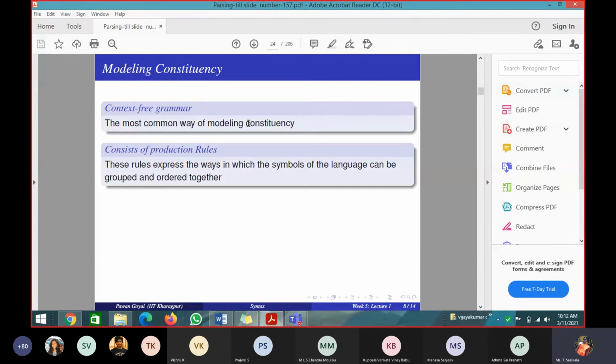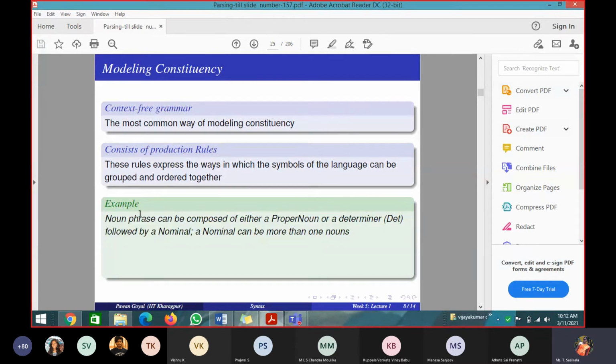So in CFG, you will be using production rules to express the ways in which the various symbols of the language are grouped together. Symbols here are nothing but the words. Which symbols can be grouped together? "The" is a determiner. A determiner can be grouped together with a noun to form a noun phrase. Yes or no? Which symbols are grouped together can be represented as a rule. That rule we call a production rule.